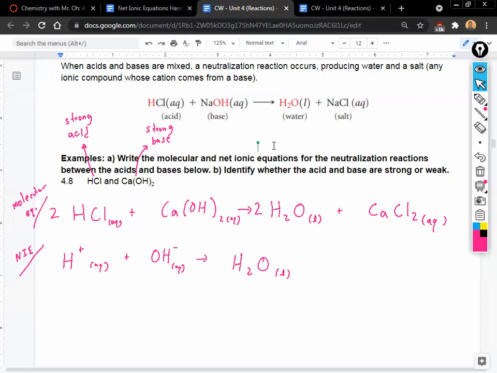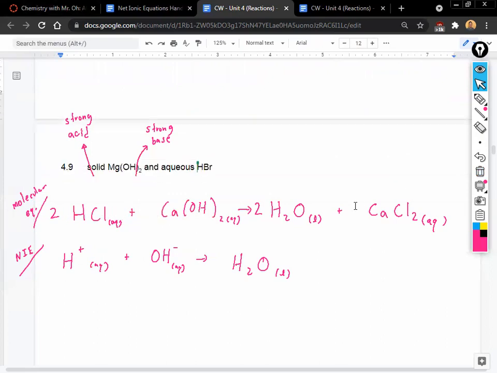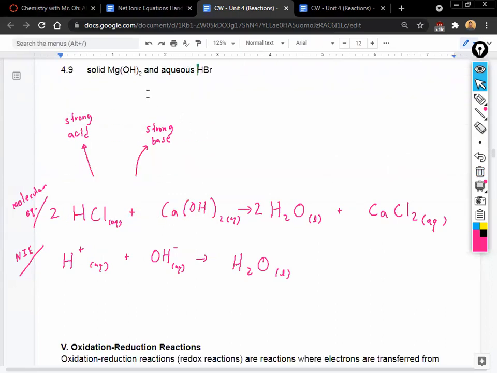Oh, I'm so sorry, guys. I made a little typo on 4.9. It's supposed to be solid Mg(OH)2 and aqueous HBr. So it changes things a little for the net ionic, but the regular reaction is the same. Sorry about that, guys.